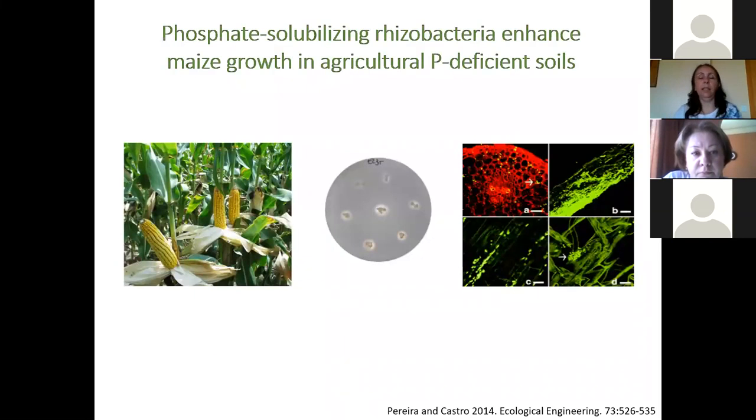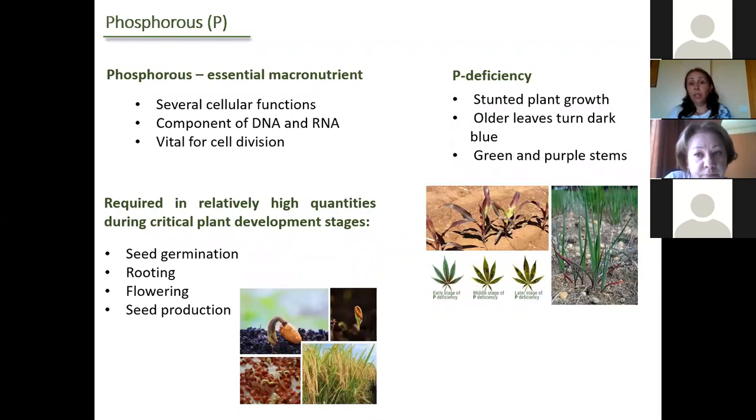And the last case study that I have to show you is related to the use of phosphate solubilizing bacteria to enhance maize growth in P-deficient soils. So phosphorus is an essential macronutrient. It has several cellular functions. It's a component of DNA and RNA, and it's also vital for cell division. And it's required in high quantities at some stages of plant development, including seed germination, rooting, flowering, and seed production.